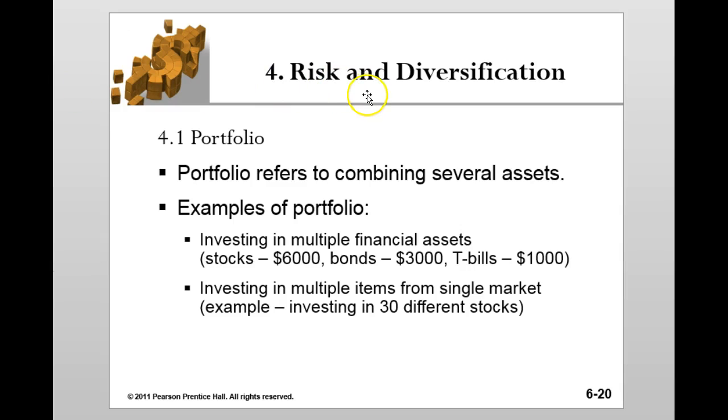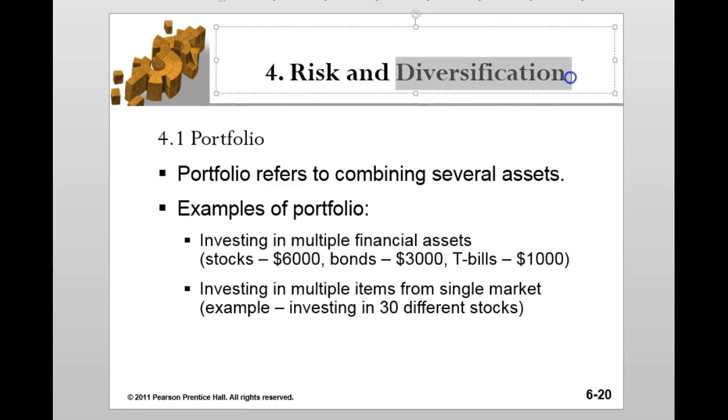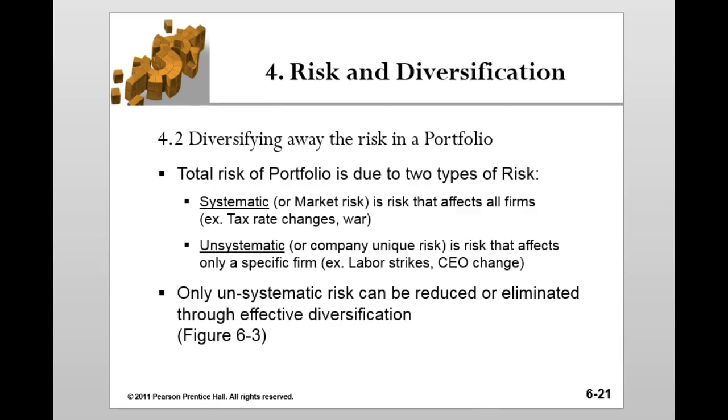So how do you get rid of risk? Well, you diversify, and you combine several assets together. An example would be stocks, bonds, and T-bills all together. Or you can invest in 30 different stocks, and that will pretty well bring down your risk, but you have to be careful about what stocks you choose.